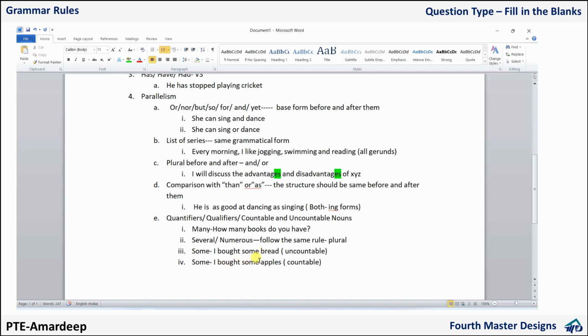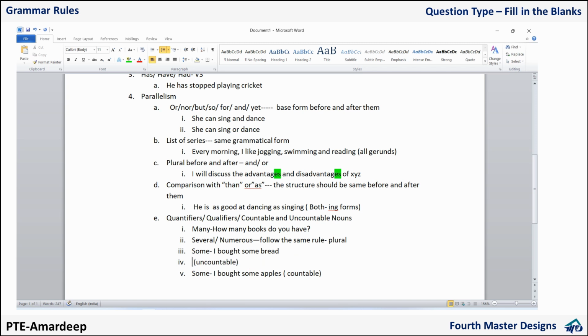When the word is bread, bread is uncountable. You can say one loaf of bread, one piece of bread, or one packet of bread, that is a different thing. But if you have just the word bread, then you cannot write breads. I bought some bread. So you have to keep this countable and uncountable thing in mind, and use these quantifiers, qualifiers, some, much, many, most, accordingly.